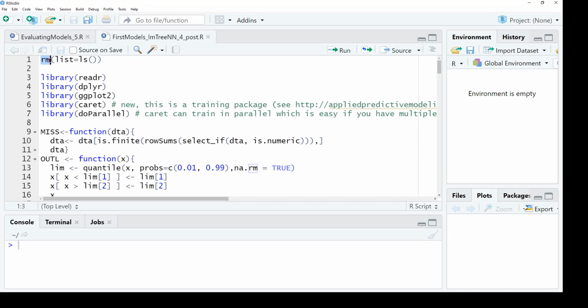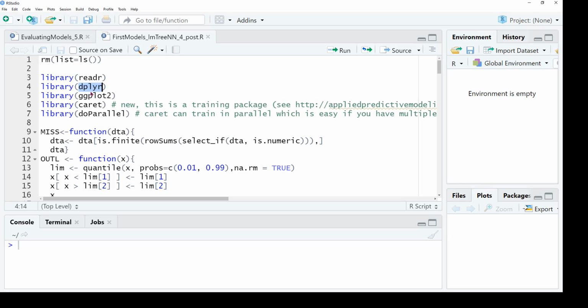This rm says remove, and list equals ls. This says list out all of the things that are in your environment. This ls is the environment function. So remove everything that's in your environment. If you run this, it'll remove everything over here that's in your environment. So if you've accumulated a bunch of things over here that you don't want anymore, you can clean that out.